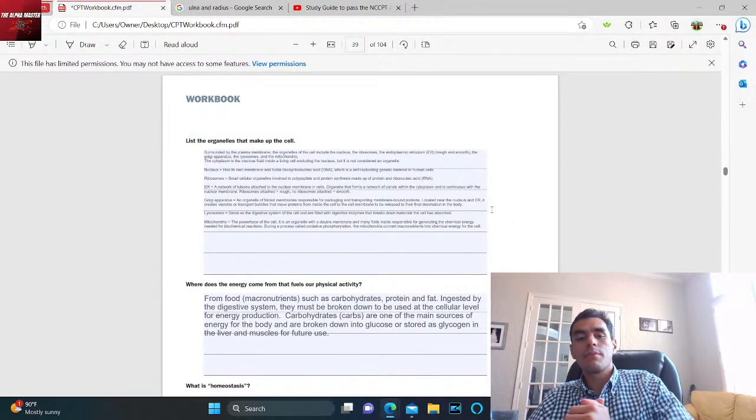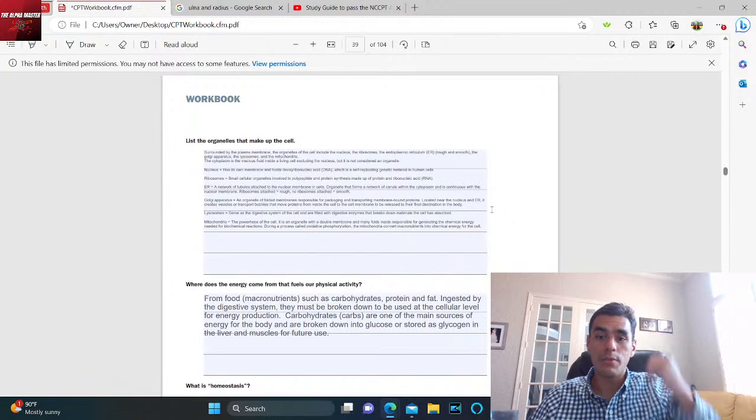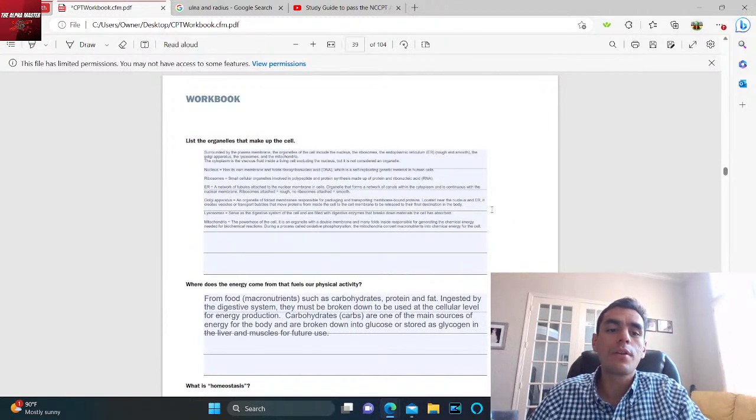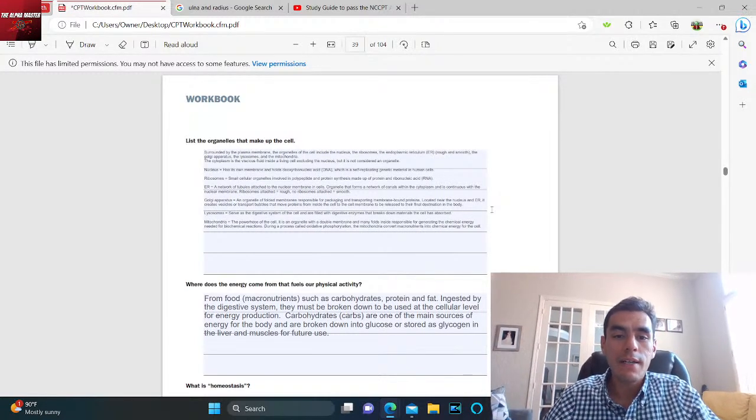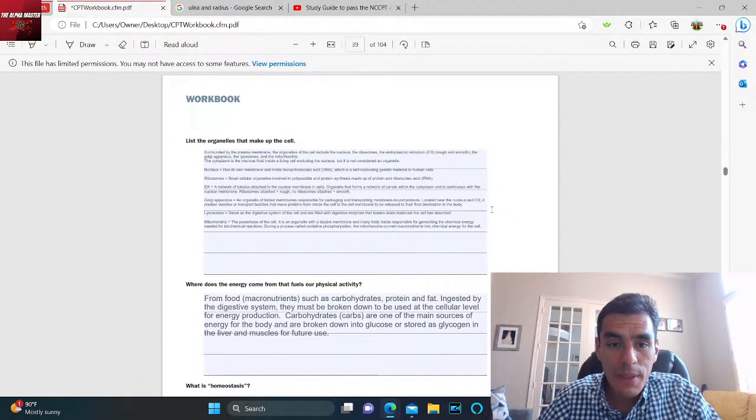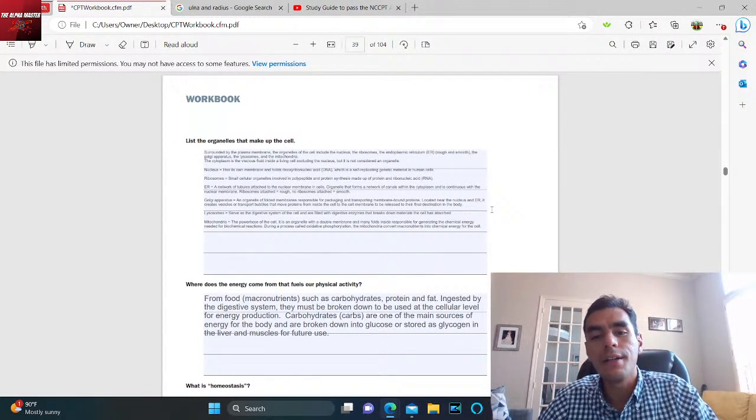It's going to be the nucleus. The DNA is a self-replicating genetic material in human cells. The ribosomes are going to be small cellular organelles involved in polypeptide and protein synthesis, made up of protein and ribonucleic acid, the RNA.